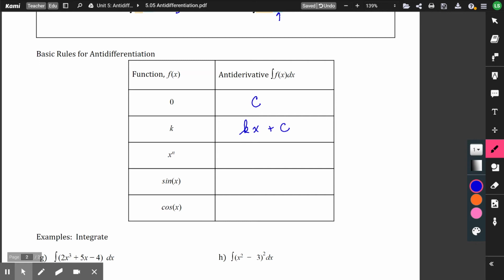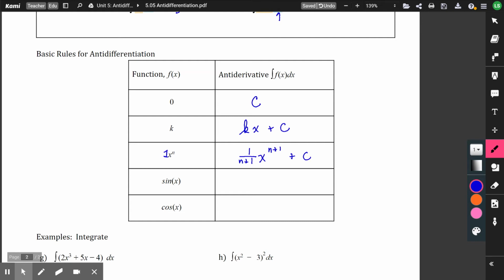If we're looking at our power rule, we have x to the n. So what's going to happen is we're going to have to raise that exponent by 1, so we're going to do n plus 1 for our new exponent. But we're also going to need to make sure that our coefficients become adjusted as well. We're going to take whatever coefficient we had, which in this case was a 1, and divide it by our new exponent n plus 1. We're also going to include a plus c, as always.